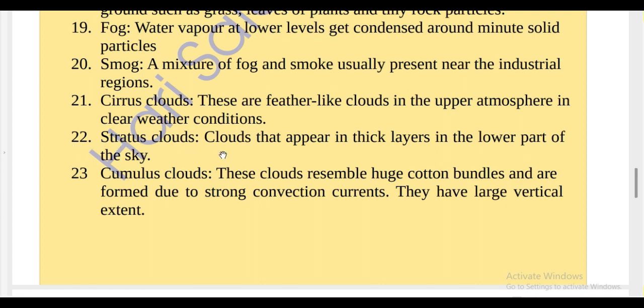Stratus clouds. Clouds that appear in thick layers in the lower part of the sky. Cumulus clouds. These clouds resemble huge cotton bundles and are formed due to strong convection currents. They have large vertical extent.